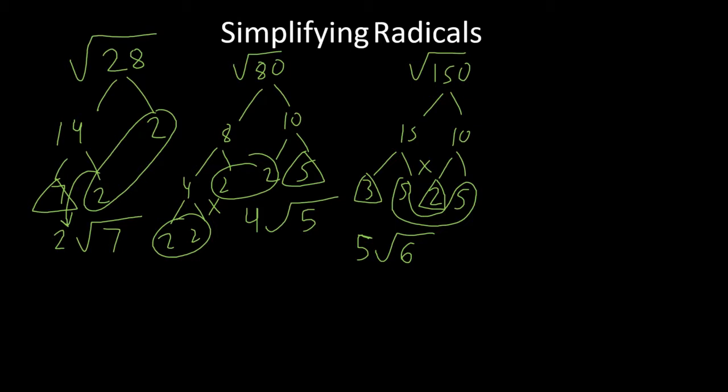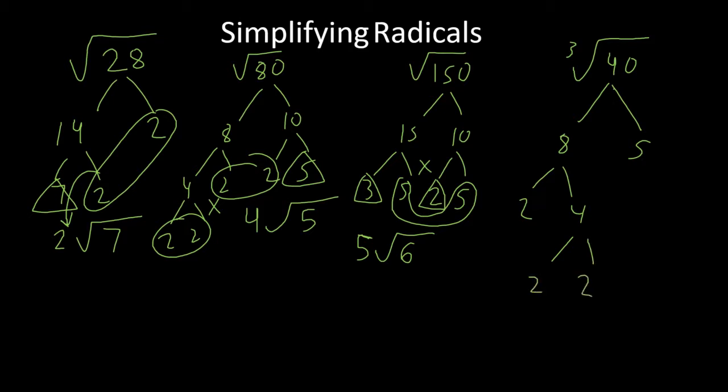Now, what happens if we have something like this? Instead of being a square root, it's a cube root. With this one, we do the same thing. We do 8 and 5. We do 2 and 4. We do 2 and 2.